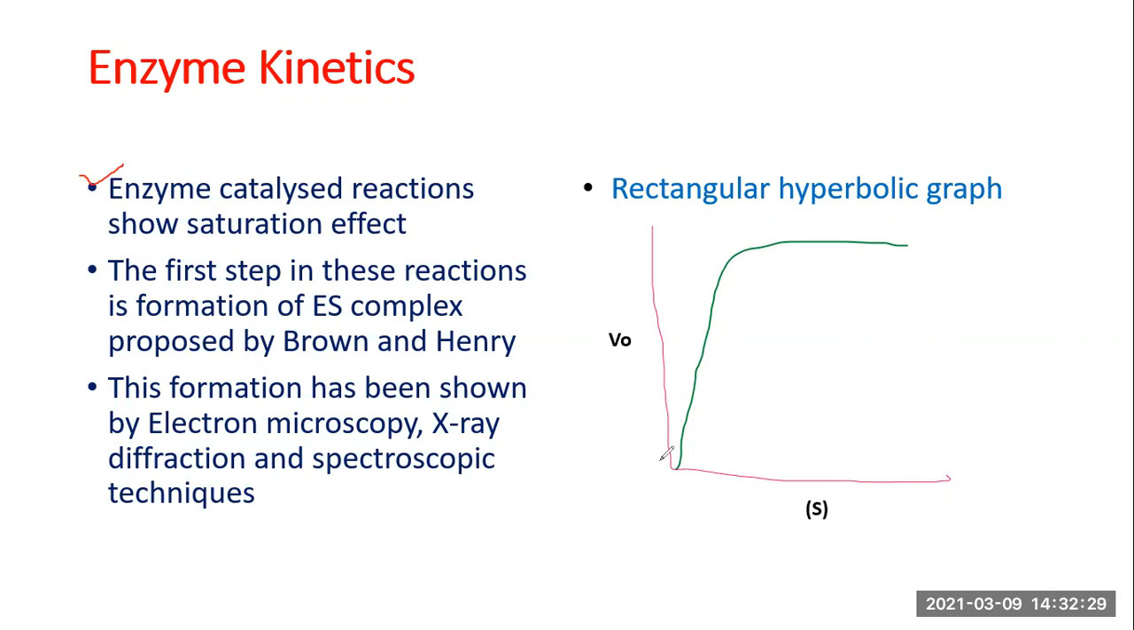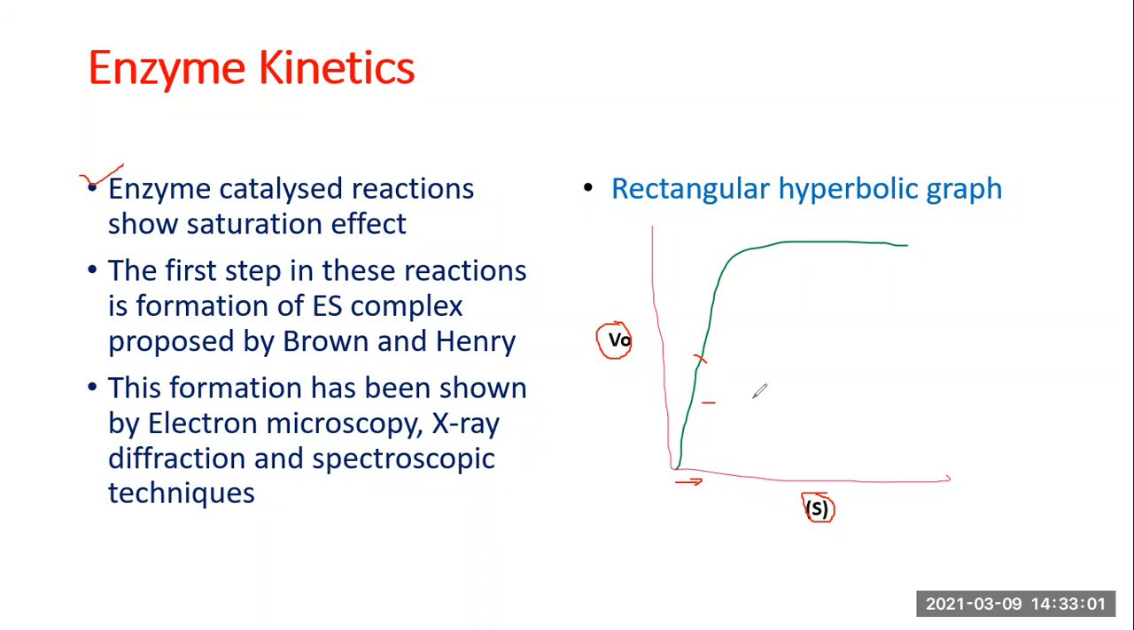This is a graph between the rate of enzyme catalyzed reaction, V0, and substrate concentration. Please remember that this is an enzyme catalyzed reaction we are talking about. And what do you see? Typically, you will see this kind of rectangular hyperbolic graph. This is a characteristic of enzyme catalyzed reactions. If you analyze this graph, initially, up to this point, when you increase the substrate concentration, there is a corresponding increase in the rate of the enzyme catalyzed reaction.